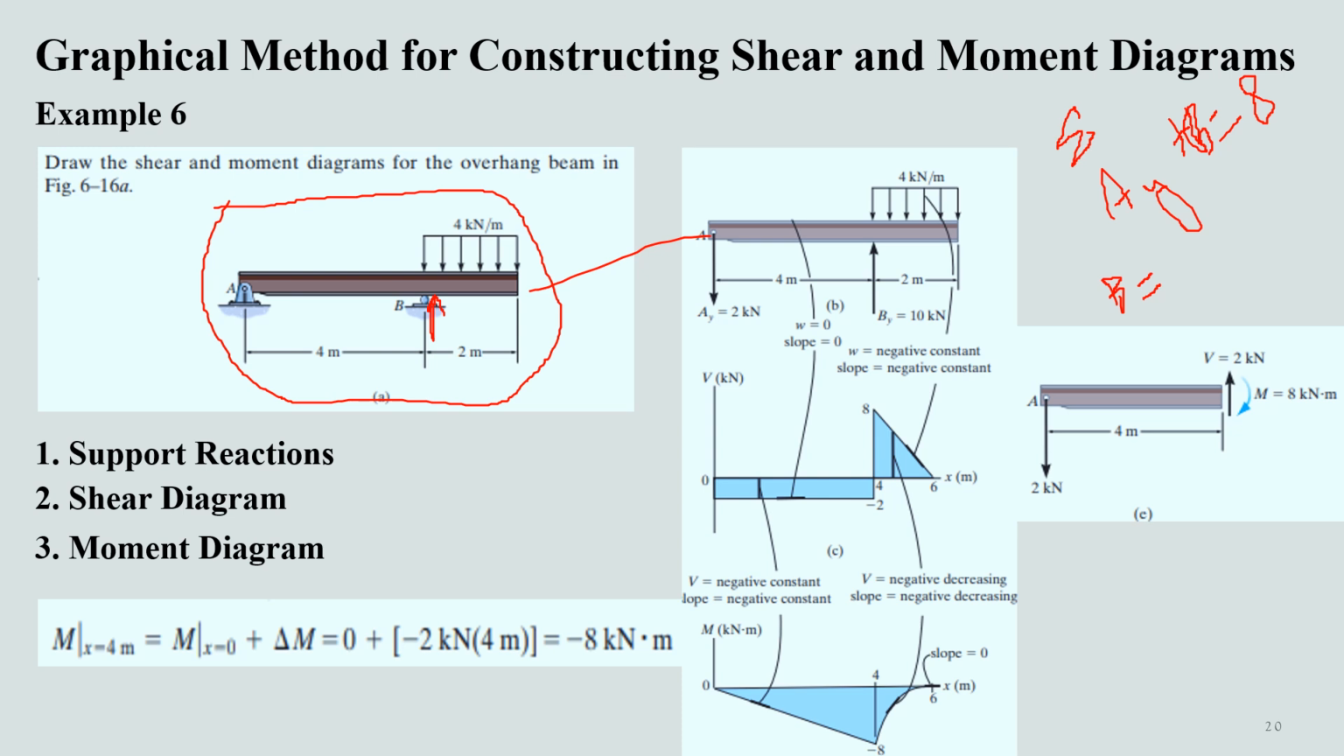If you have to determine moment, the moment at this location A will be 0, and we can determine the change in moment by the area under the shear diagram, which is actually equal to -2 into 4, minus 8. Thus the value of moment at this location will be -8, and then from this to this it will be a 2-degree diagram that will decrease to 0 from the point B to the end point.